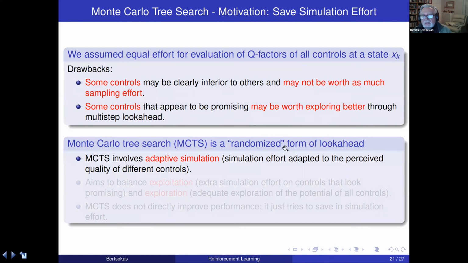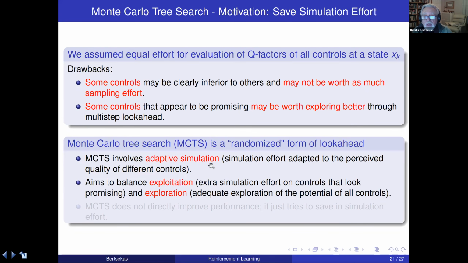It can be viewed as a randomized form of look-ahead, where we explore the look-ahead tree based on some kind of randomization, based on some criteria. In particular, adaptive simulation is a term that's being used here. Simulation effort that's adapted to the perceived quality of different controls. That's what adaptive simulation refers to.